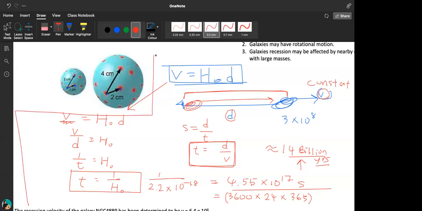Okay, so this part they will ask you how they used to estimate. Again, this is just estimation, okay, estimation of the age.